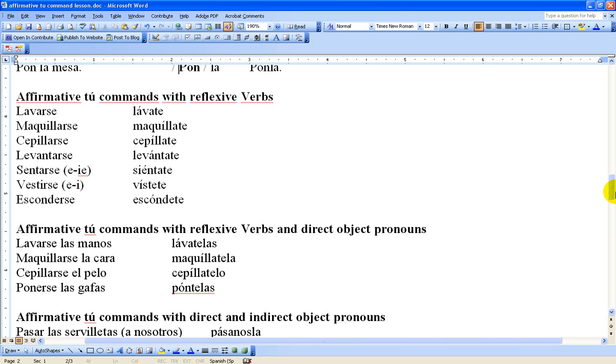Now, since these are reflexive verbs, and we're doing tú commands, the reflexive pronoun se has to change to te, first of all. If you haven't yet learned what reflexive verbs are, I would highly recommend you go back and do that first, because that will make this very difficult if you haven't yet learned reflexive verbs. So, I'll just read the commands for you.